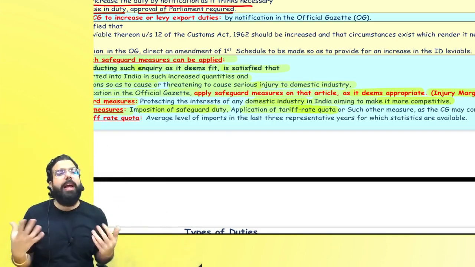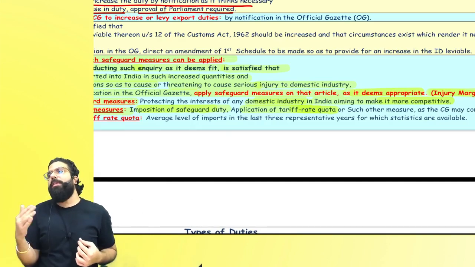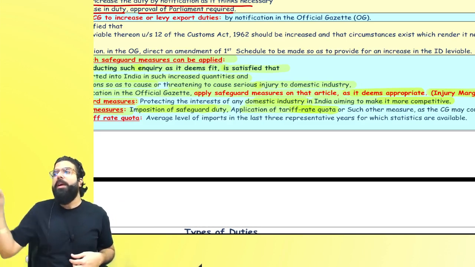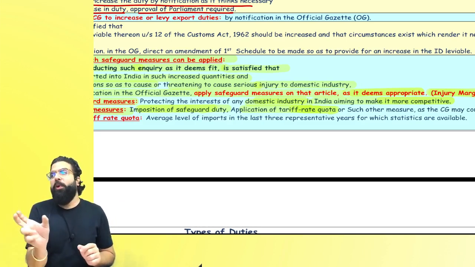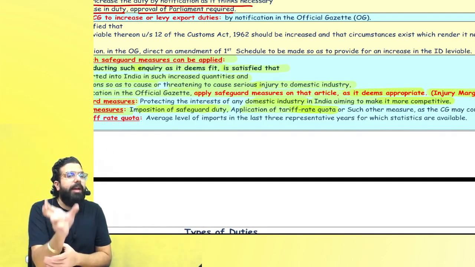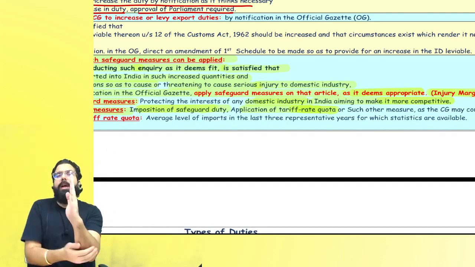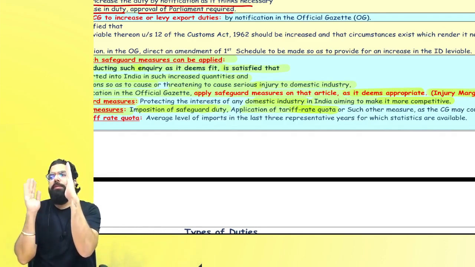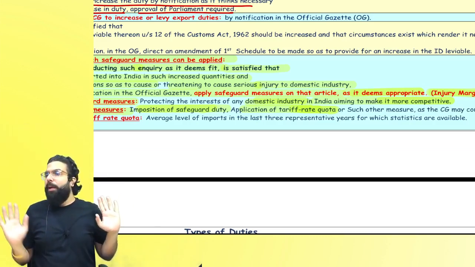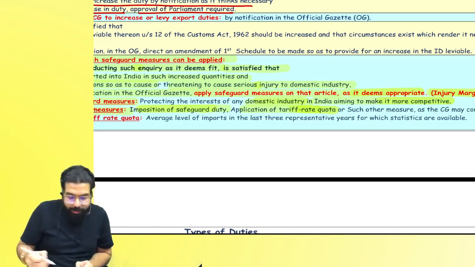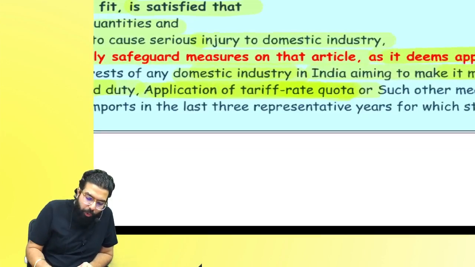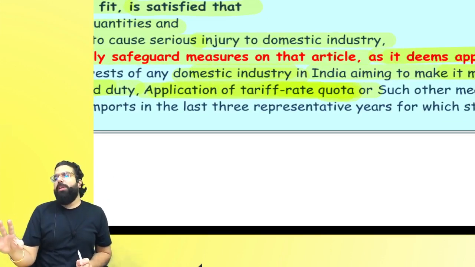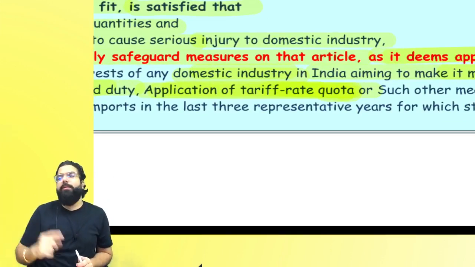Supposing calculators were imported into India. For whichever last 3 years statistics are available, they will take the average of that import. Now, government will say this much is the quota. If up to this much, if this many calculators are coming into India, there is no duty or low rate of duty. After this, safeguard duty will be charged, and that is known as application of tariff rate quota. One quota will be fixed. Up to that, they will charge no safeguard duty or low safeguard duty. But once you exceed the quota, then safeguard duty will be charged.